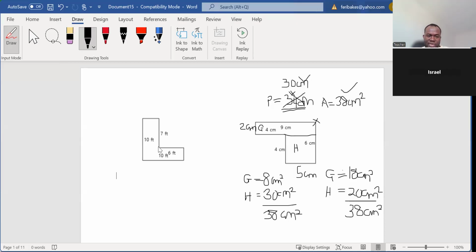Do you understand? Yes. From here to here is your 6. From here to here is your 10. This is 10. And this is 7. So you should be able to solve this. Now I understand. I can do it now. Okay, so solve it.